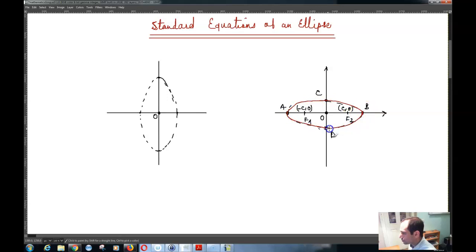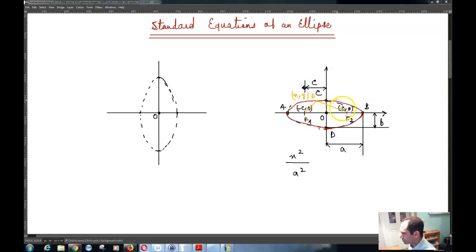If you imagine that this is your ellipse, then you could have any point on your ellipse. Based on the definition of an ellipse, if this is point P, x, comma y, then PF1 plus PF2 would be a constant distance. In this case, the equation of the ellipse would be x squared divided by a squared, and a is this distance over here. This is a, this is b, and this distance over here would be c.